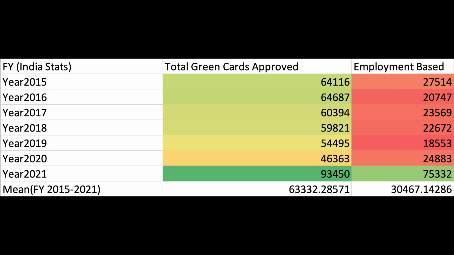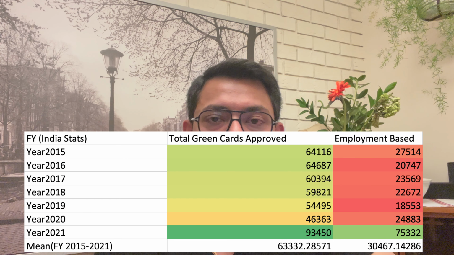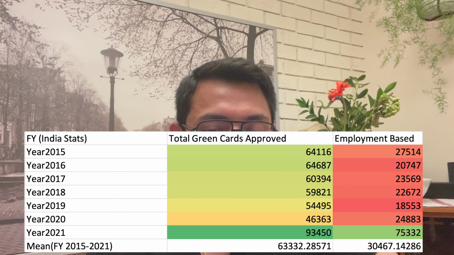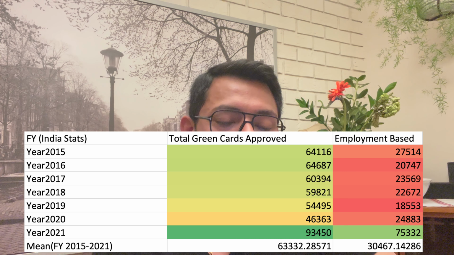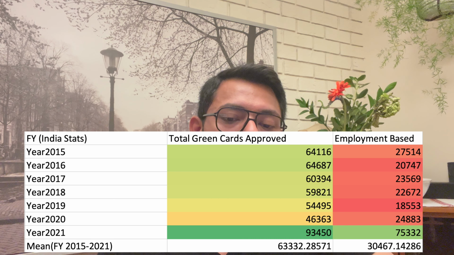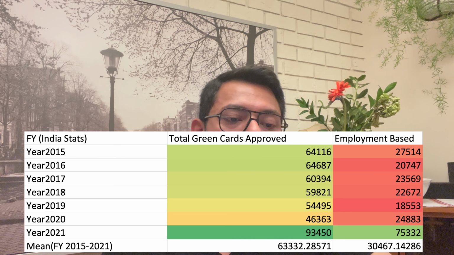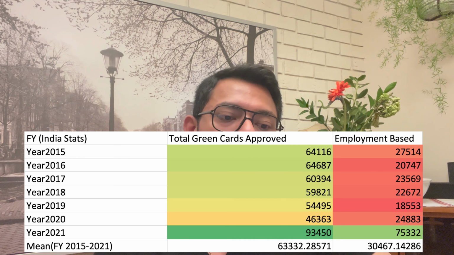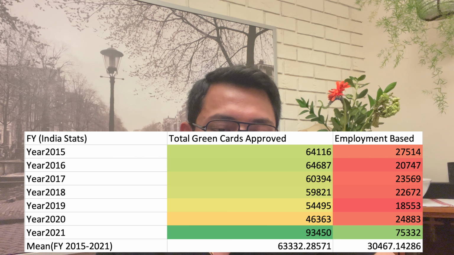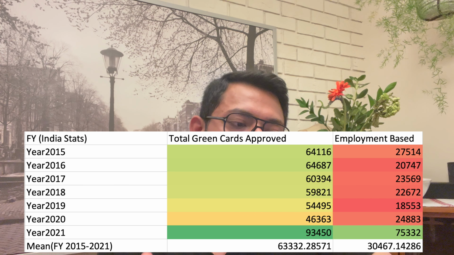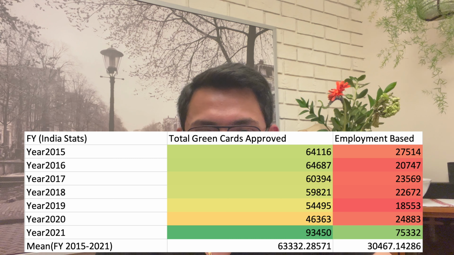As you can see, on an average from year 2015 till 2021, around 60,000 total green cards were approved. When I say total green cards, that includes multiple categories. For example, employment-based, it includes relatives of US citizens, it also includes family-based and all the other categories that USCIS uses for giving out green cards. And if you look at the employment-based column, it tells us that around 30,000 on average green cards were approved from year 2015 till 2021.